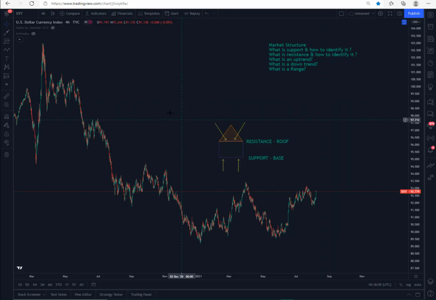So before I move forward, I'm going to explain two basic fundamentals. In every market cycle, whether you're trading forex pairs or crypto pairs or commodities, even stocks, you either have markets going in an uptrend, this is identified as a bullish market, or you have markets going in a downtrend, and this is called a bearish market.